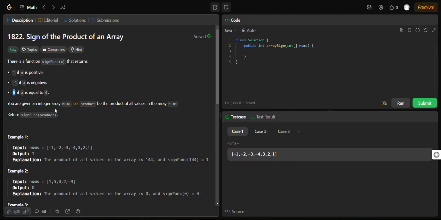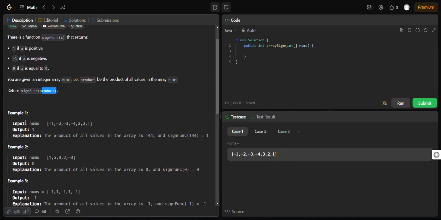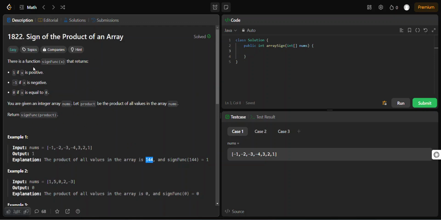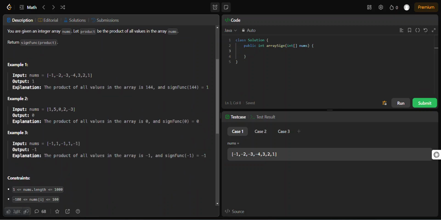So you are given an integer array nums. Let the product be the product of all values in the array nums. We are going to return the sign of the product. So example 1, we have all these integers together. Multiply these integers together. We are going to get 144. And 144 is obviously positive. So according to this function, the positive will give us 1.